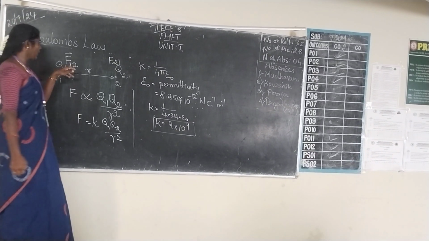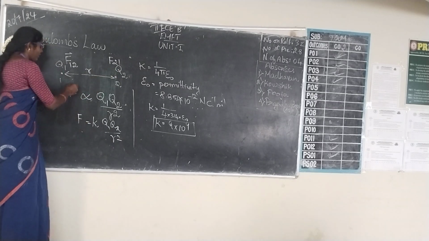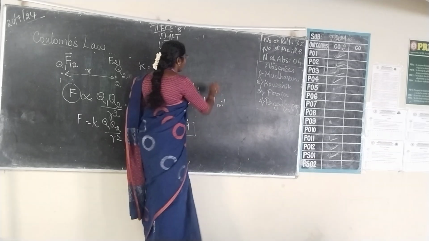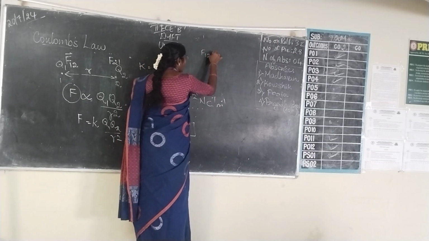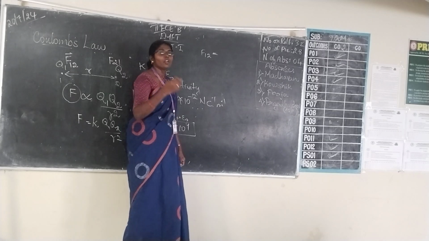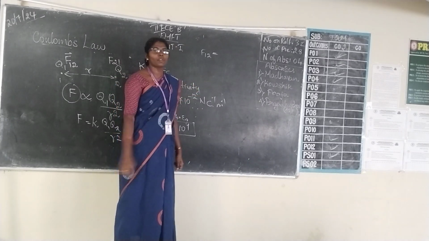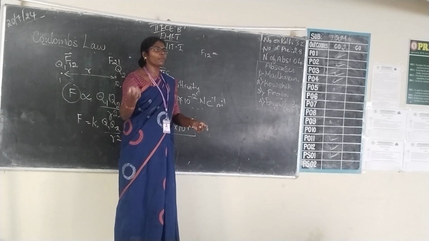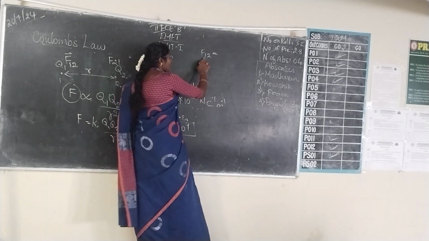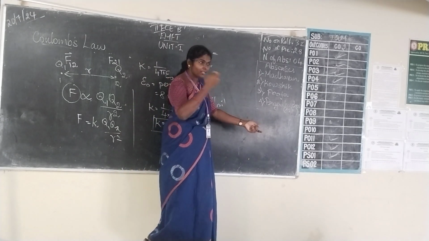So when we speak about this force, F12 and F21, overall, we have defined Coulomb's law in terms of force F, for F12 as well as for F21. How will we define that? F12 is the force exerted from the second charge on the first. When you say F21, it means vice versa. No need for confusion.